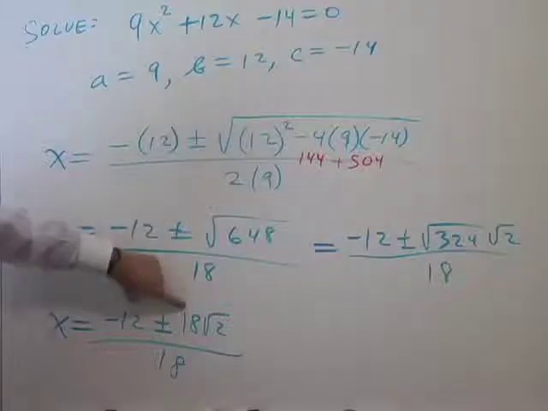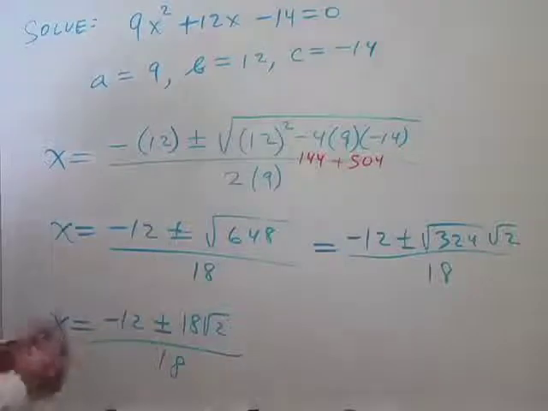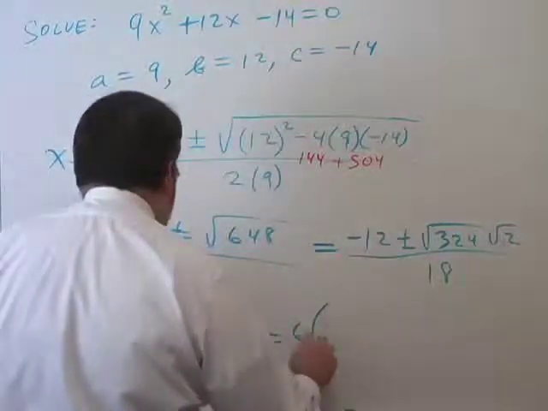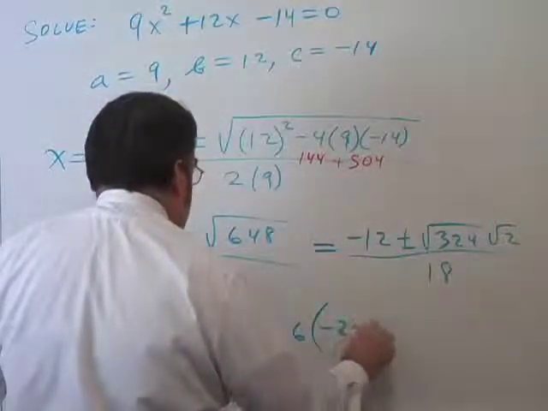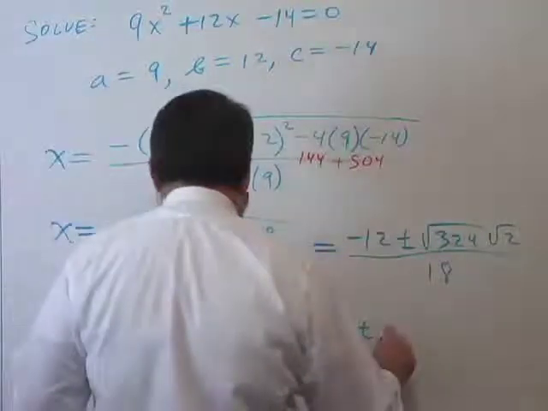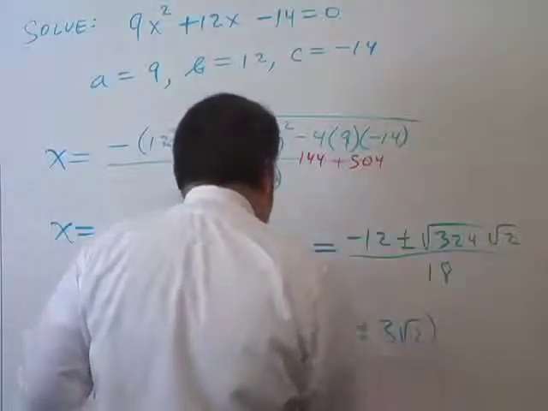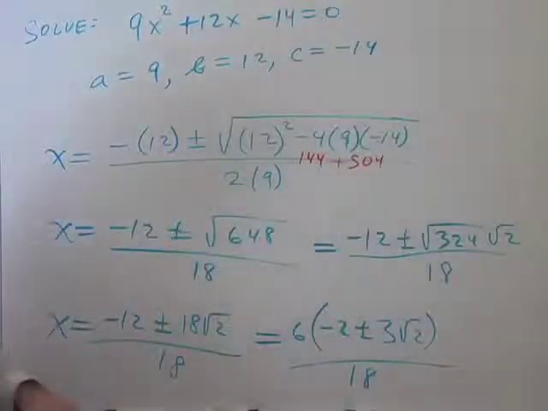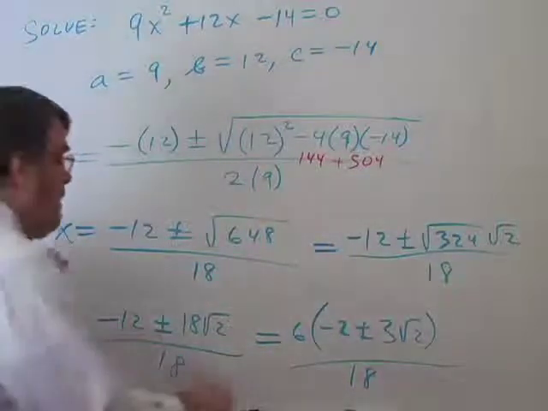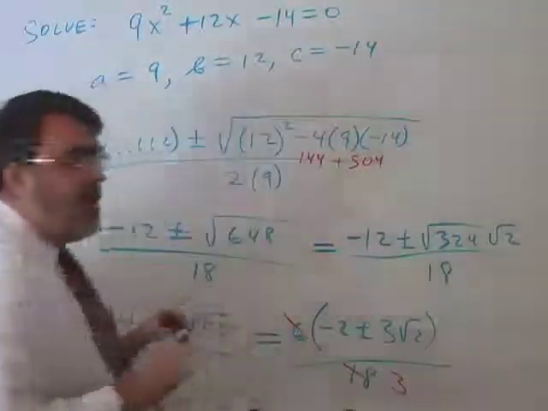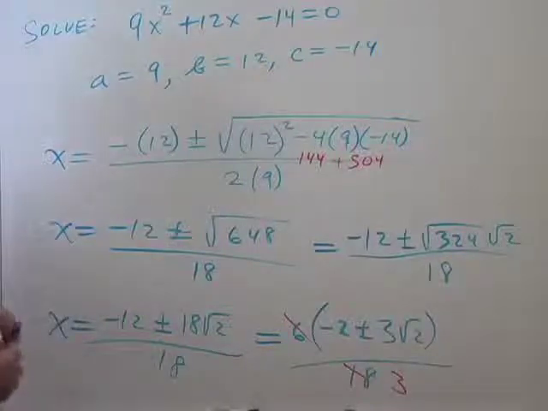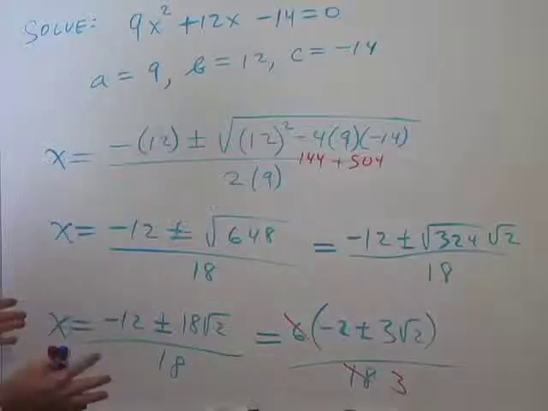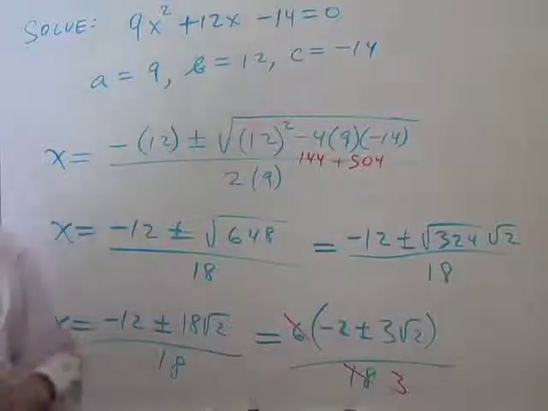And here, 6 is a common factor, so I'm going to factor 6 out, and that leaves negative 2 plus or minus 3 square roots of 2 over 18. So I factored out a common factor, and now we can divide the common factor off with the denominator. That would be okay. And so the answer is now simplified. So let me do some erasing.